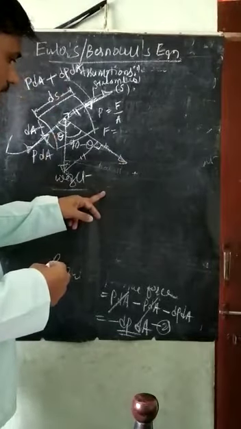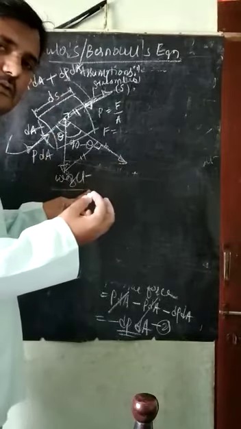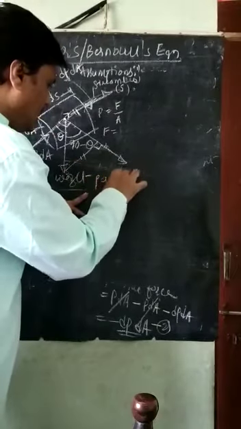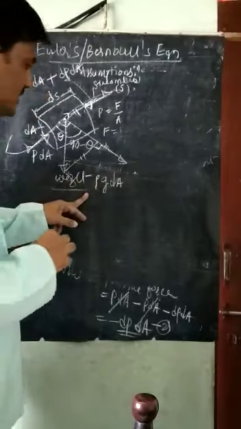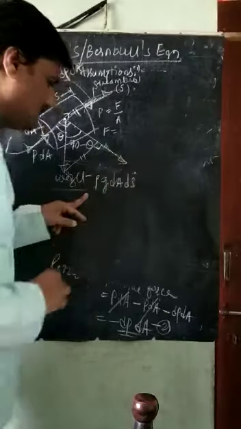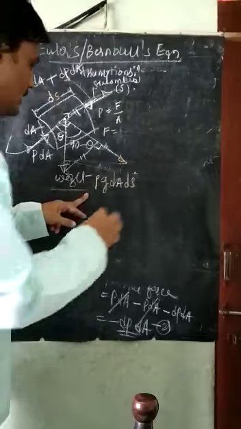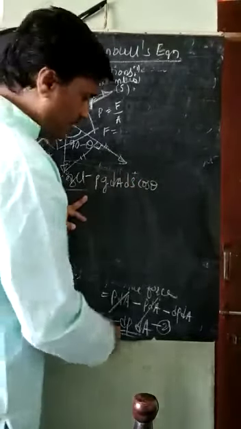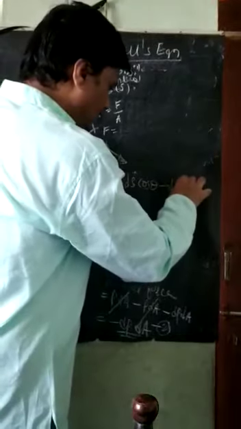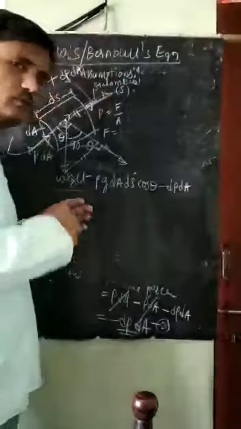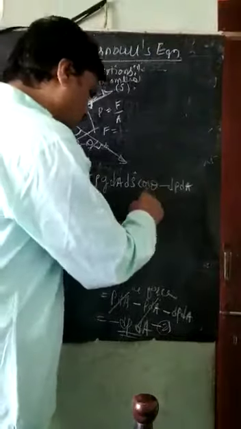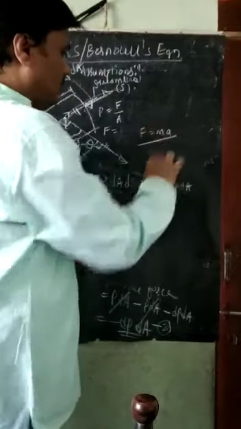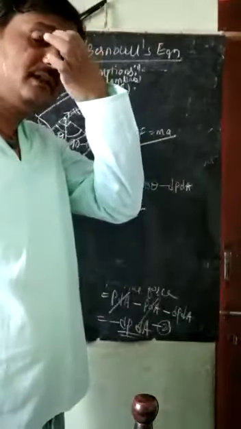Here, the force due to the self weight along the streamline is rho g dA ds cos theta, and the pressure force is minus dP into dA. This is the total force. We can write this using F equal to m into a: force is equal to mass into acceleration.